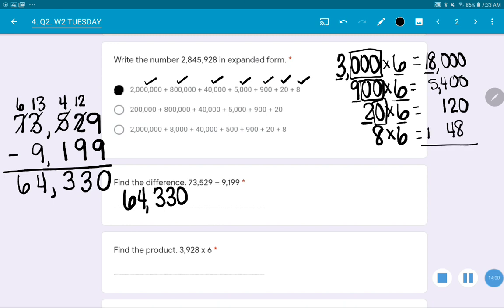Now I need to add all of those partial products together, all those parts. 0 plus 0 plus 0 plus 8 is 8. 0 plus 0 plus 2 plus 4 is 6. 0 plus 4 plus 1 is 5. Go to my thousands place. 5 plus 8 is 13. I'm going to carry the 1. And 1 plus 1 is 2.